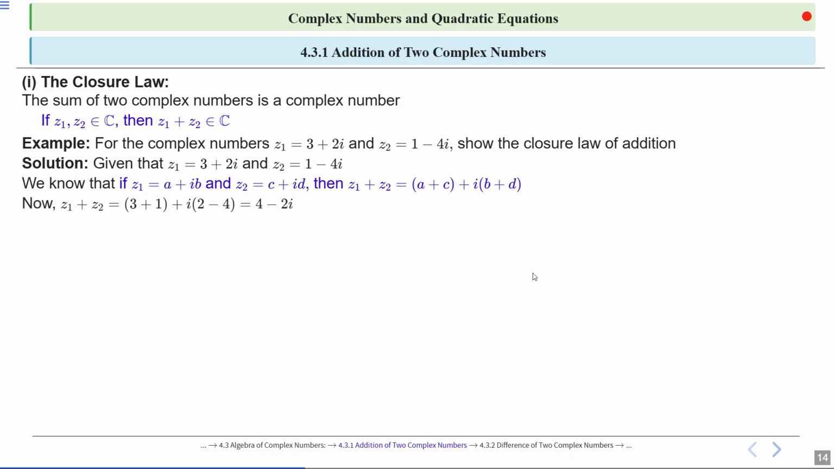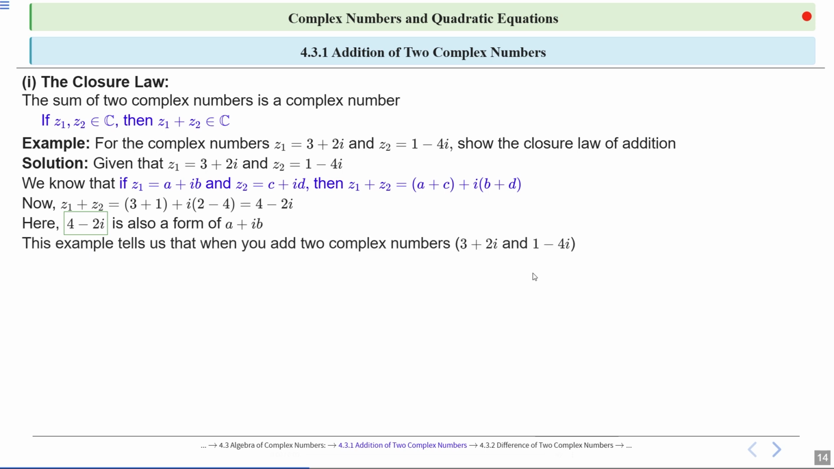Now, let's substitute our values. So, Z1 plus Z2 equals 3 plus (1 plus iota) times (2 minus 4), which equals 4 minus 2 times iota. Notice that 4 minus 2 times iota is also in the form A plus iota times B, where A is 4 and B is negative 2. This means our result is also a complex number, just like the numbers we started with.